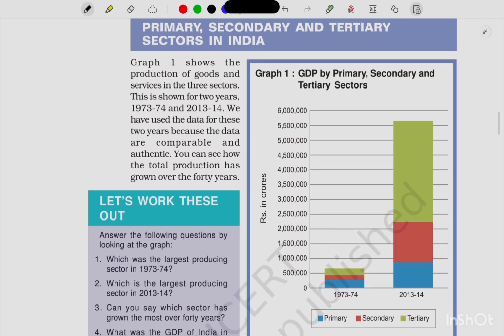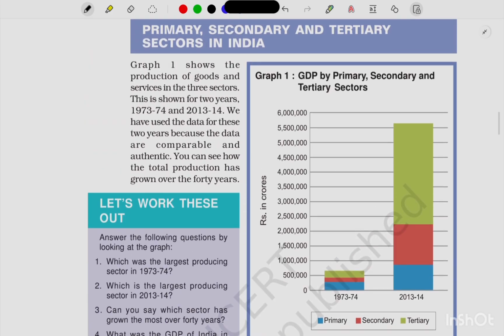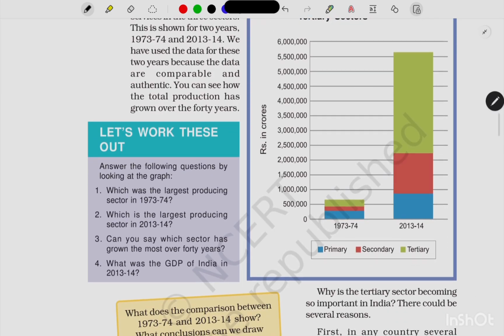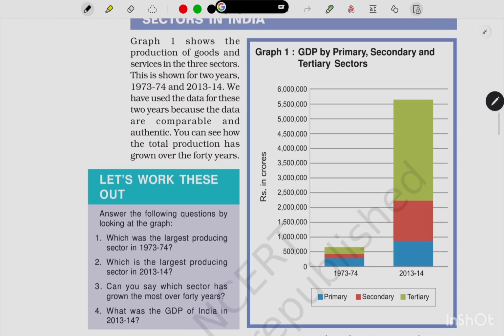Okay, let's see this graph. It is in rupees and crores, the GDP by primary, secondary and tertiary sector in India. If you see, from 1973 to 74, it was between 500,000 and 1 million crores. But from 2013 to 14, it's nearly 5,500,000 crores. So that is a lot of money.